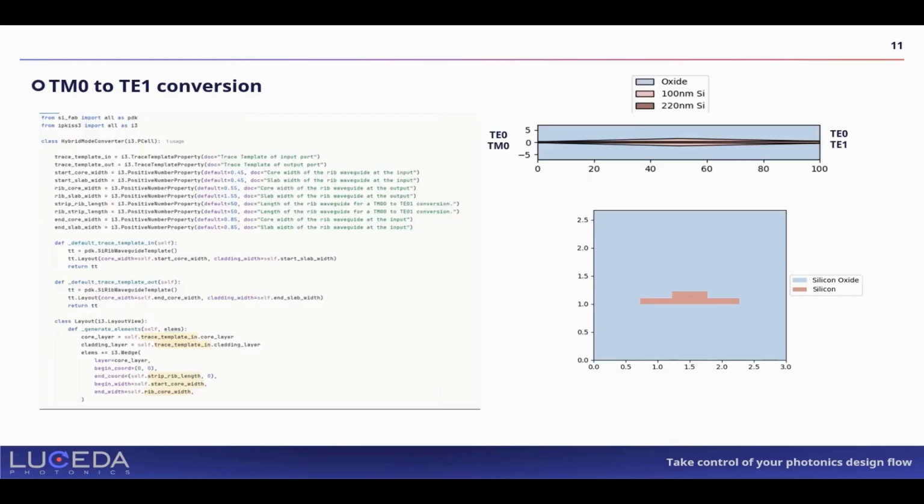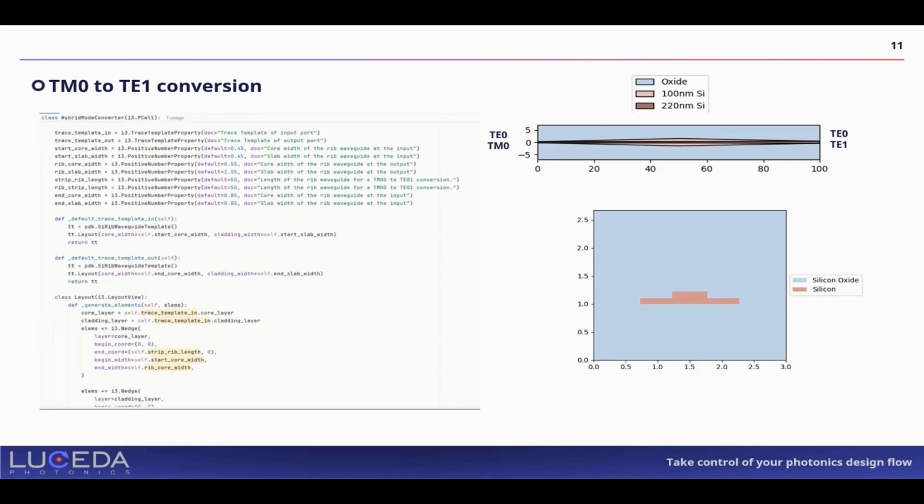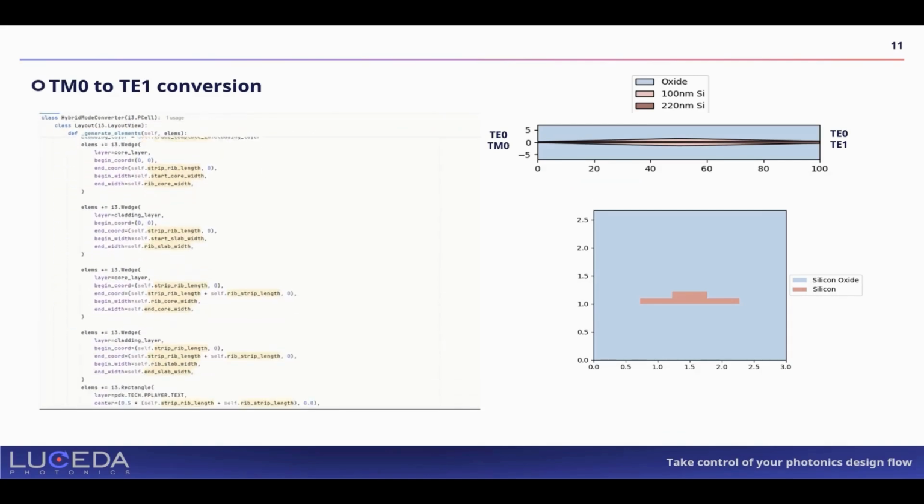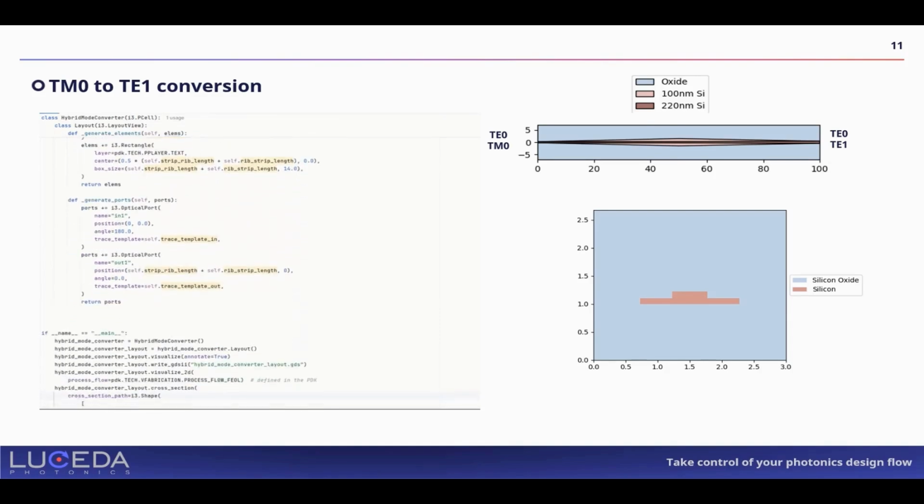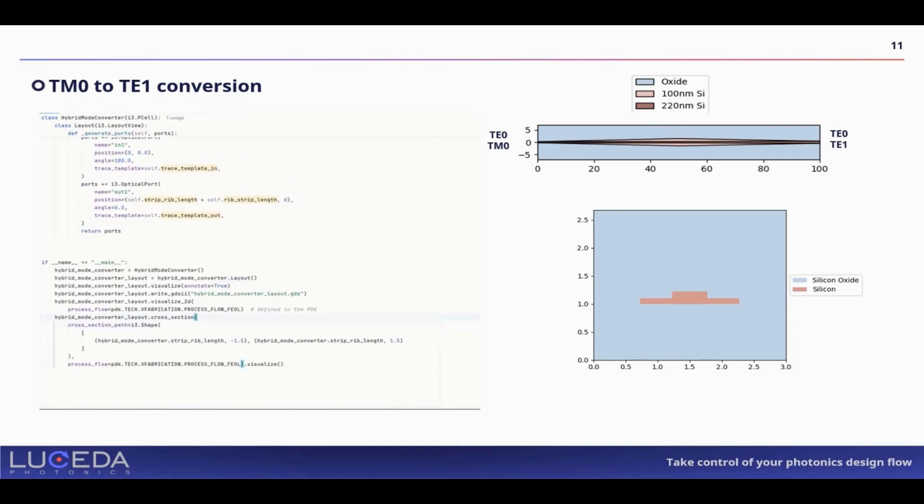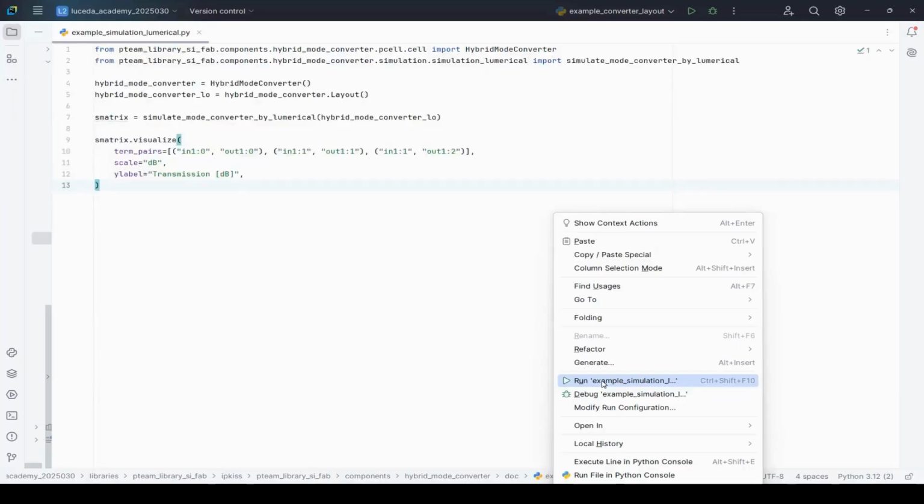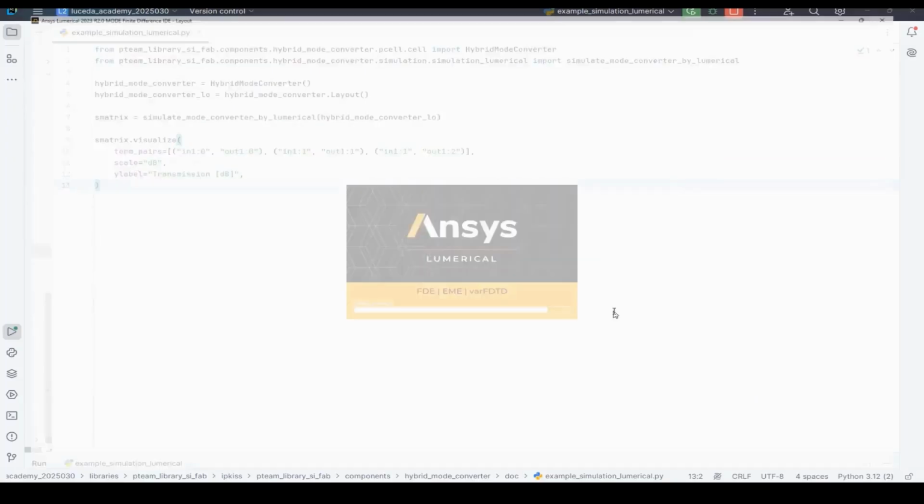To create this component, we define a parametric cell, or a PCell, and draw the layout in its generate elements method. Afterwards, we can visualize the layout in different ways. After finishing the layout, we can simulate our component with our integrated link with Lumerical MODE.